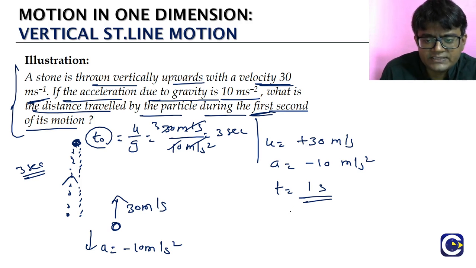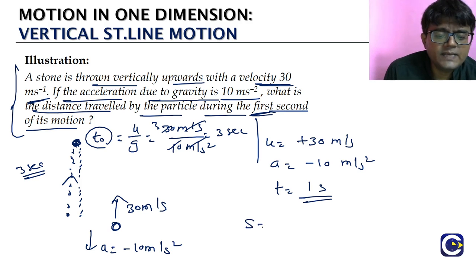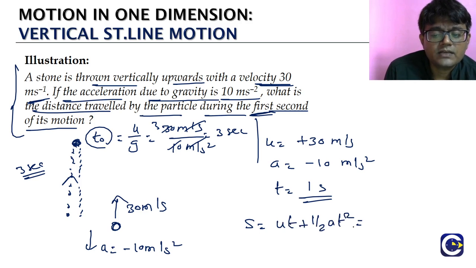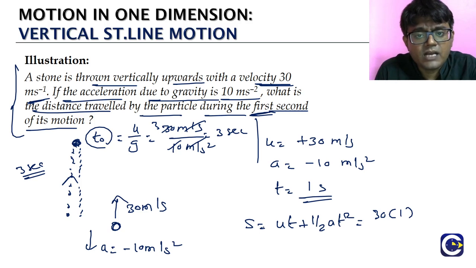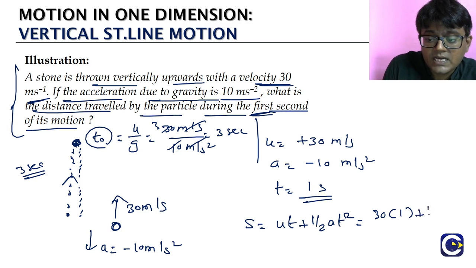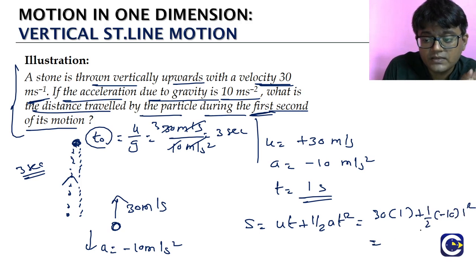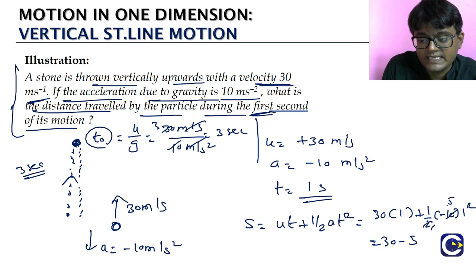Means in the first second, what is the displacement formula? ut plus half at square. What is u? 30 into t. Everything is in the SI system, so we'll just keep the units away. S will be coming in terms of meters. ut plus half into a is minus 10 into t square, means 1 square. So 30 minus 5, 2 fives are 10, actually, half of 10 is 5. 30 minus 5 means 25 meters.